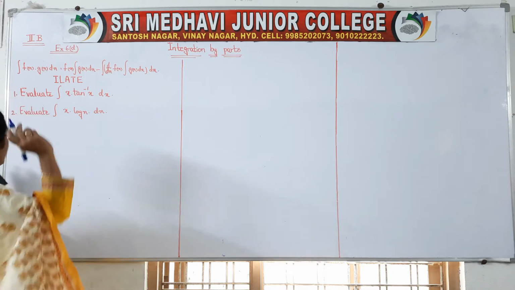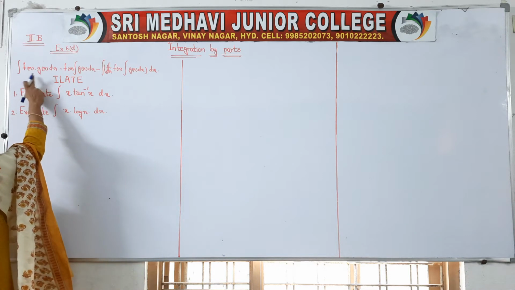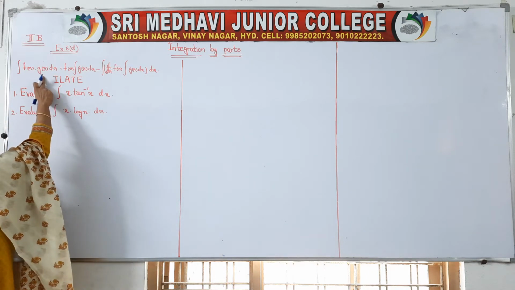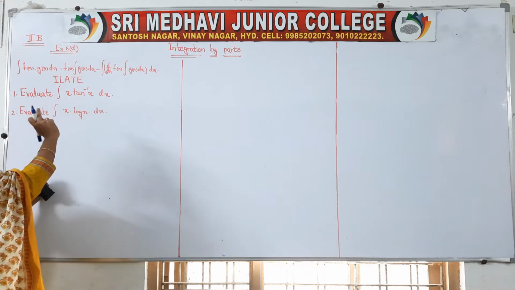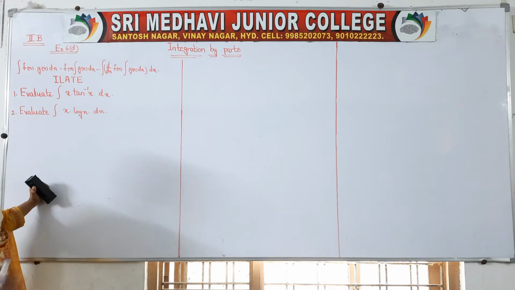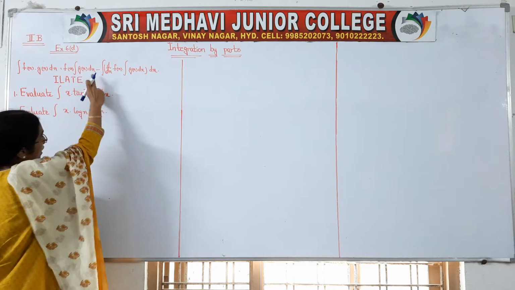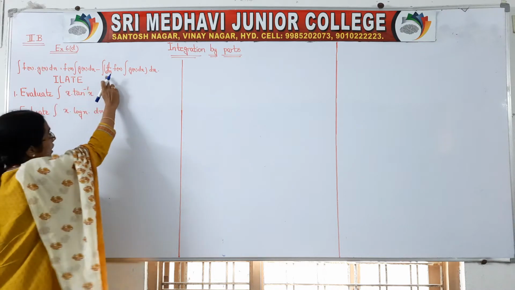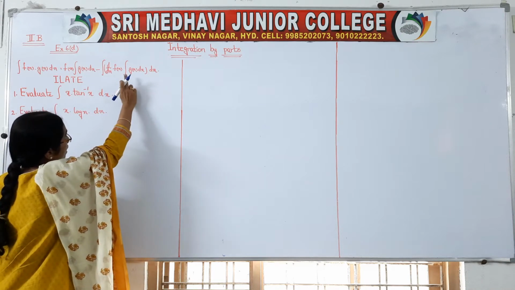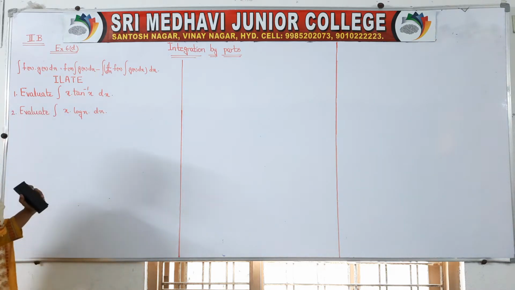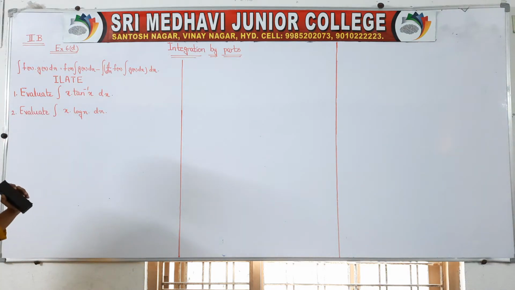If we apply the product form formula, that is called integration by parts. Suppose two values are there, both in terms of x: integral of f of x into g of x dx is f of x integral g of x dx minus integration of d by dx of f of x integral g of x dx, whole dx. This is the formula.